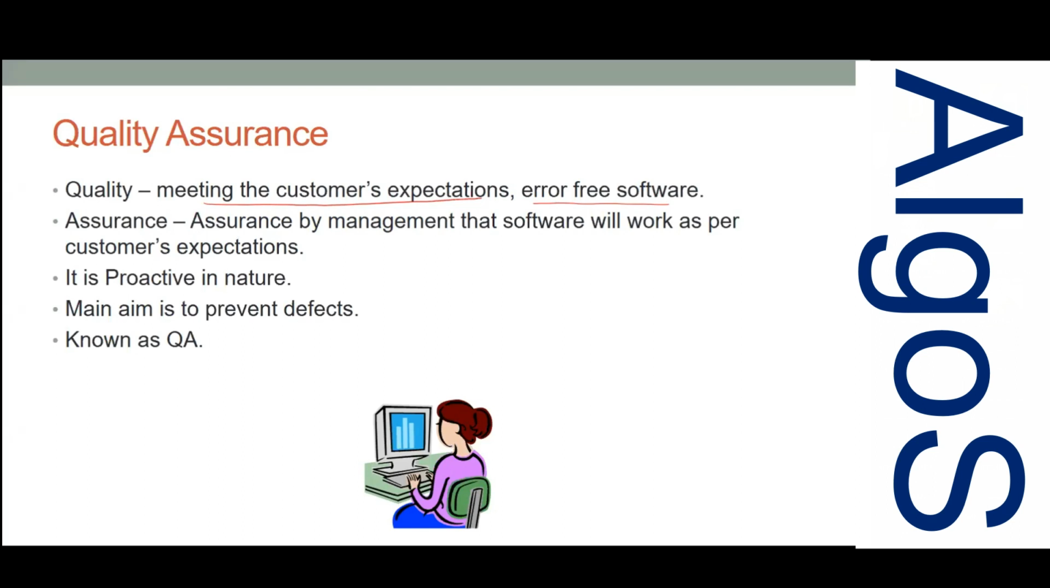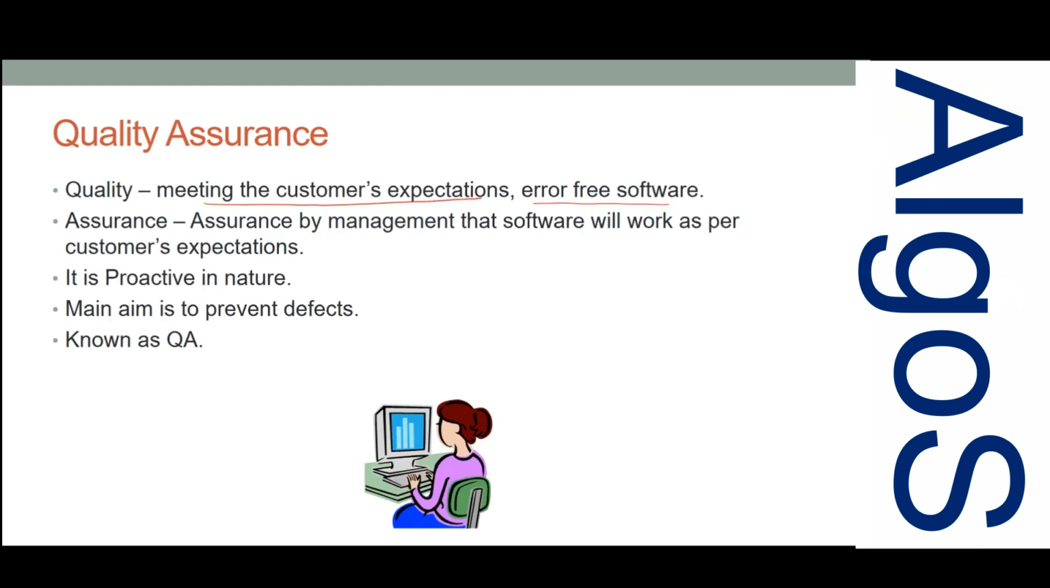And what are the expectations of the client? Every client will want their software to be error-free. It doesn't contain any problems. It is working as per expectations. That is what we refer to as quality of a software. A good quality software will have zero errors in it. A bad quality software will be full of errors. You try to do something, it does something else. So that is a bad quality software.